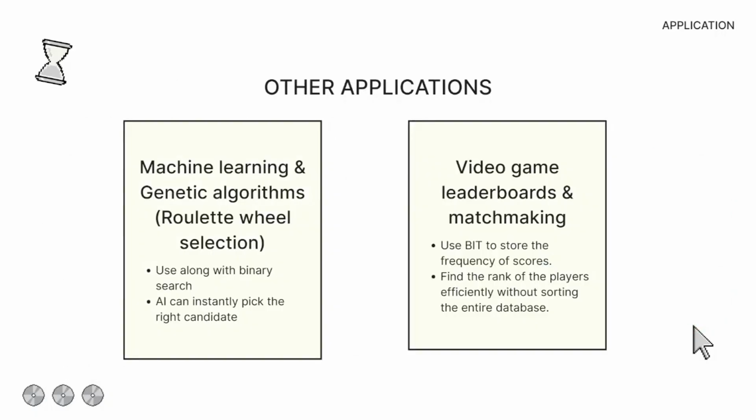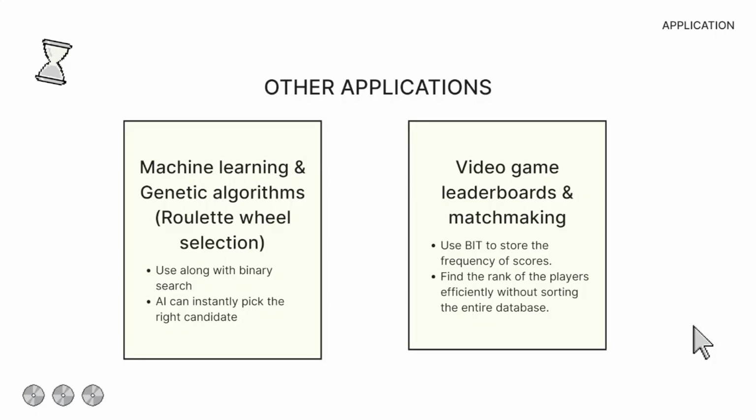Fenwick Tree is applied into many fields, but here I only introduce 2 more because of the scope of this seminar. The first application is machine learning and genetic algorithms, namely roulette wheel selection. In this field, Fenwick Tree is used along with binary search, and with this combo, AI can instantly pick the right candidate for the genetic algorithm.